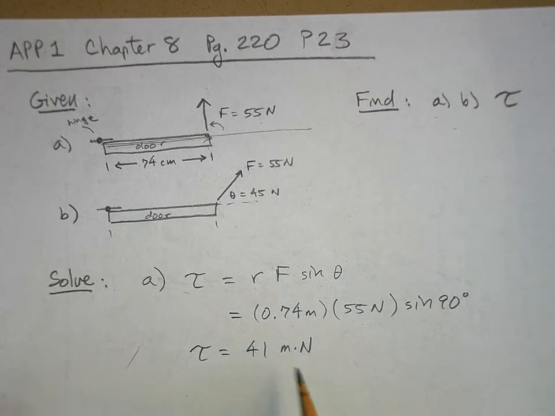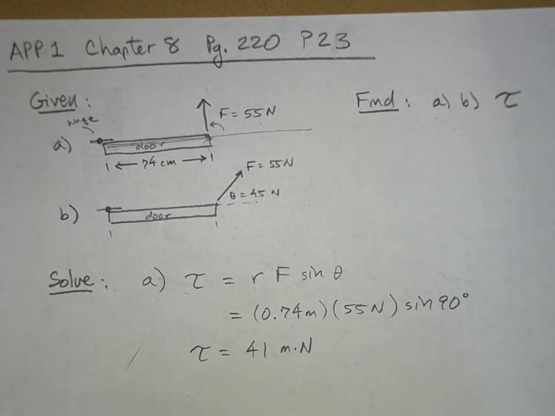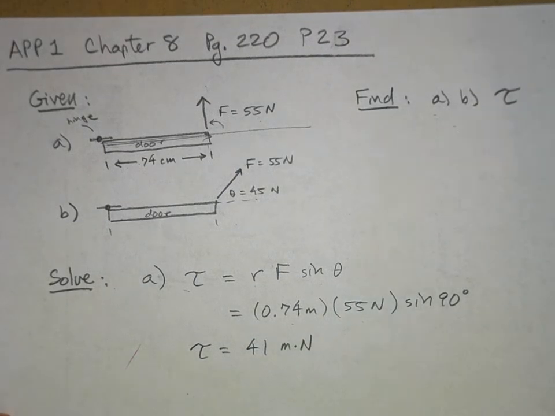And you could list it as meters times newtons the way you did. Just put a little dot in between, because that tells the reader it's not millinewtons, because some people think it's millinewtons, and it's not. It's meters times newtons. You can put newton meters as well.